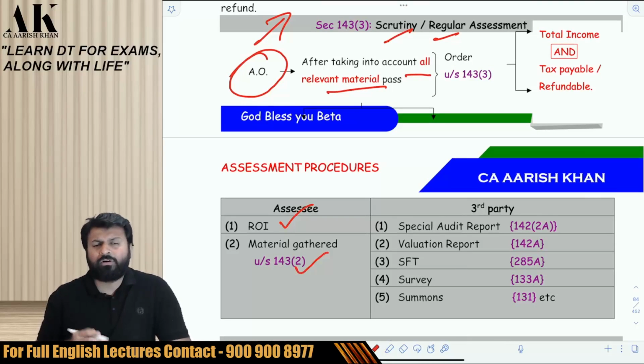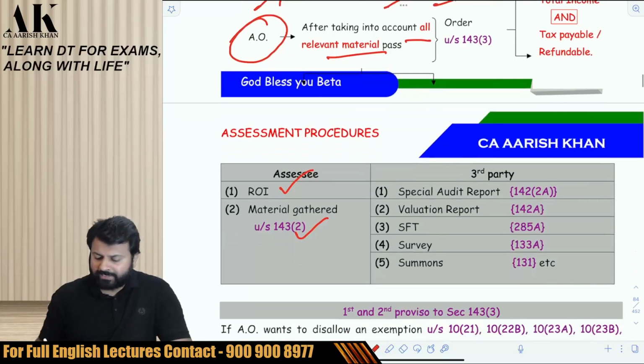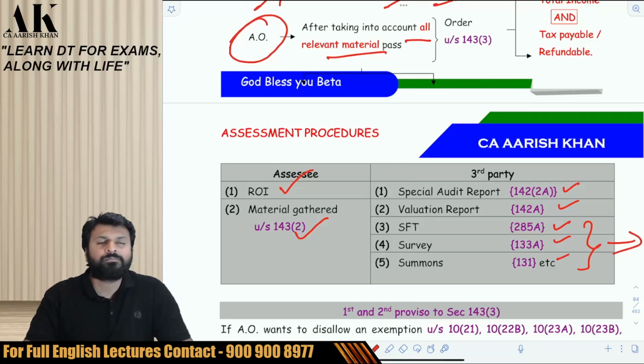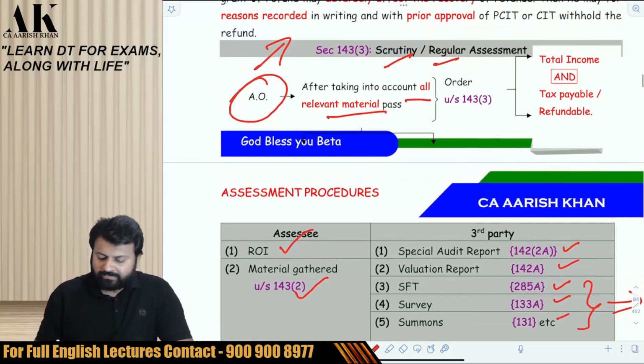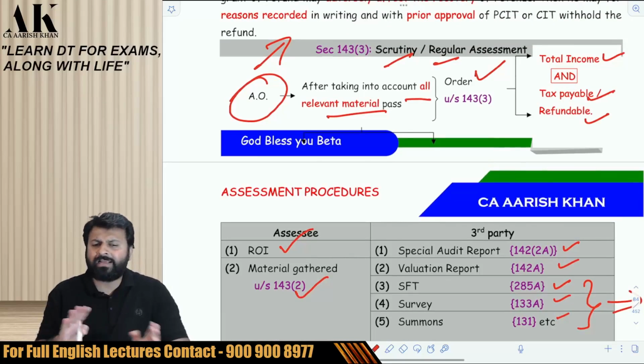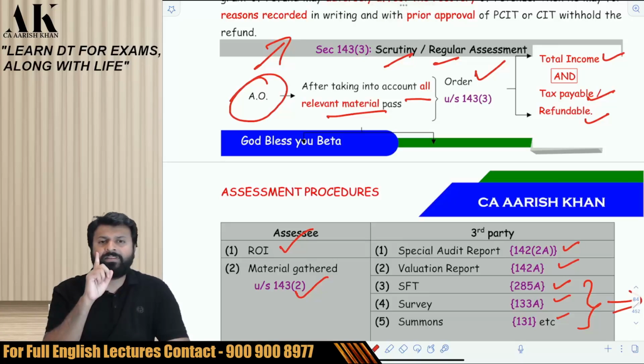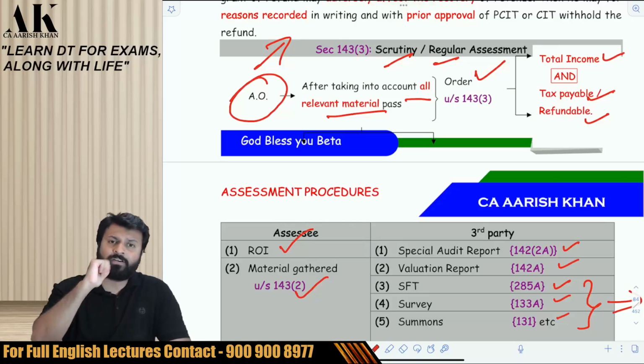He will be asking for a lot of things through 143(2), like the bank statement, etc. Then he will also get information from third parties, like special audit, valuation report, SFT, survey, summon, etc. Some of them you have seen, some you will see in later topics. After doing all those things, he will pass an order and determine your total income and your tax payable or refundable, as the case may be, and he will grant you the refund. If there is a payable, he will give you a notice of demand under section 156, and you have to pay that demand within 30 days.